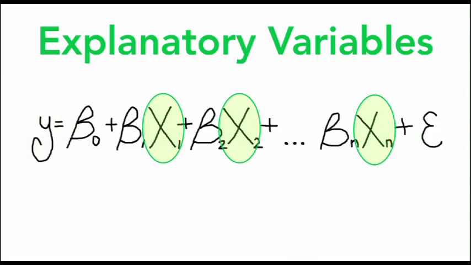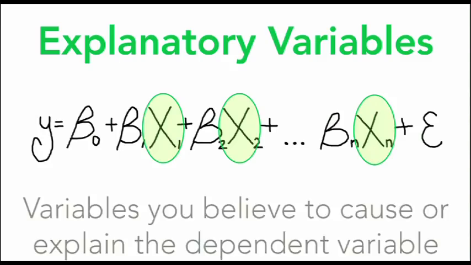Then we have all those x's. Those are what we call explanatory variables. The explanatory variables are the things that we believe cause or explain or are related to the dependent variable that we're trying to model. These are also called independent variables. Explanatory is a word that means what it says: they're just the variables that are trying to explain your dependent variable. So very simple. We have the y's and the x's, and we can see that the x's are on the right side of the equation.